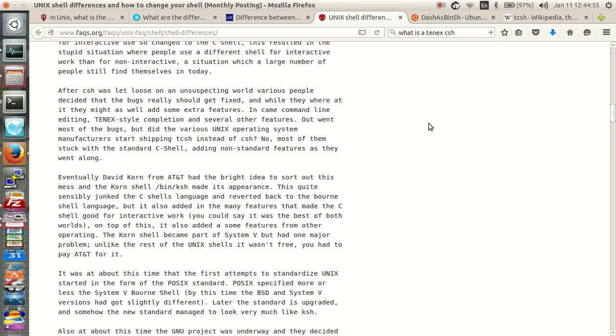So anyhow, there's this Tenex operating system, and Tenex used a shell that allowed you to complete commands. So what do I mean, command completion?